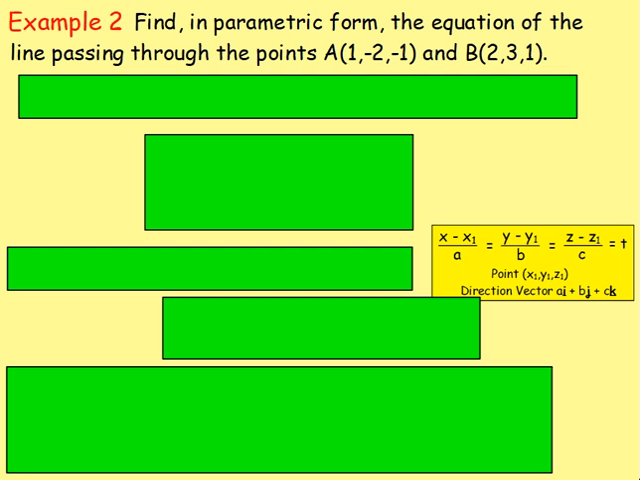Woo! Example 2, find in parametric form the equation of the line passing through the points A with coordinates 1, negative 2, negative 1, and point B with coordinates 2, 3, 1.